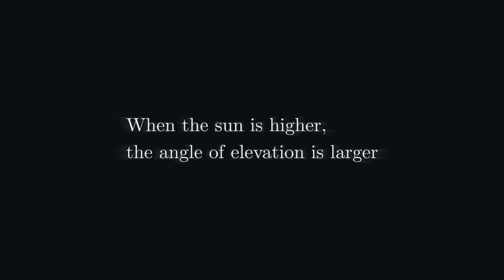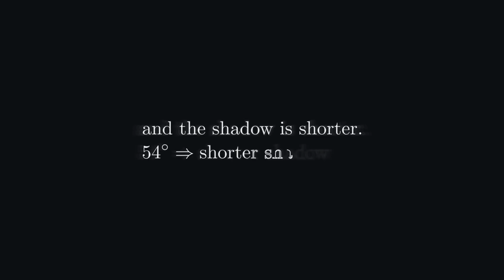When the sun is higher, the angle of elevation is larger, and the shadow is shorter. 54 degrees implies shorter shadow.